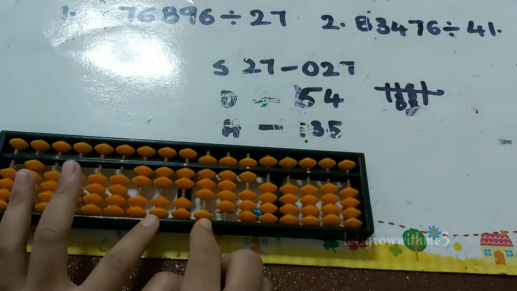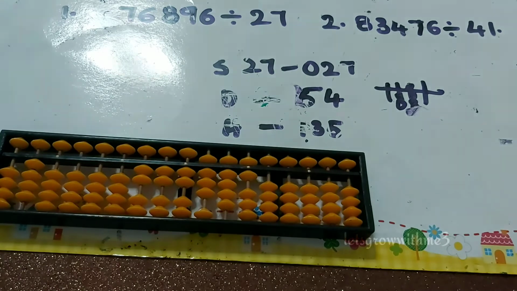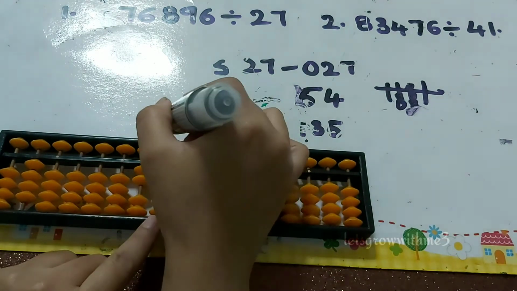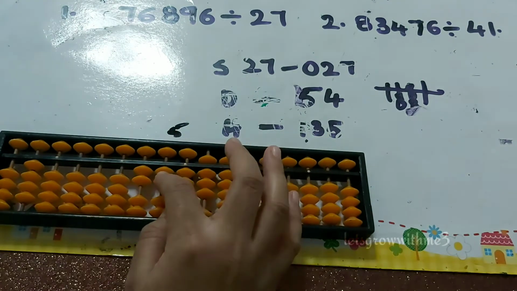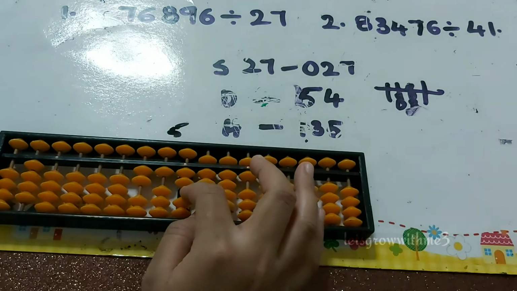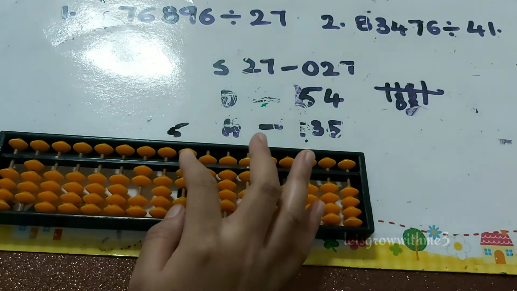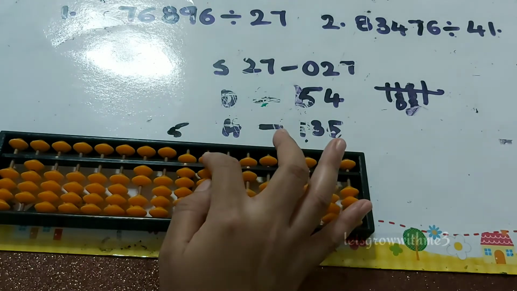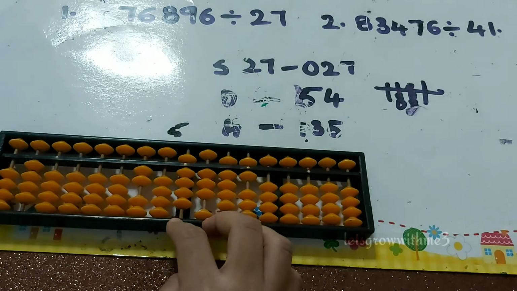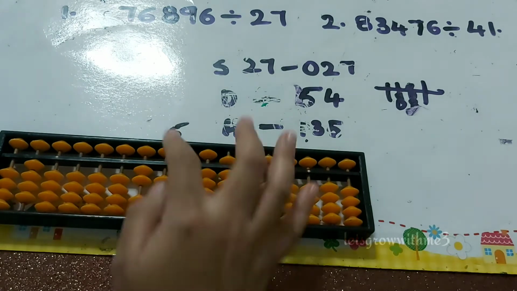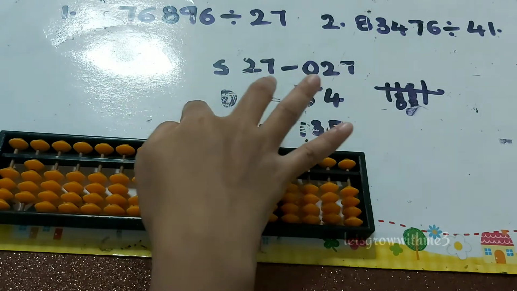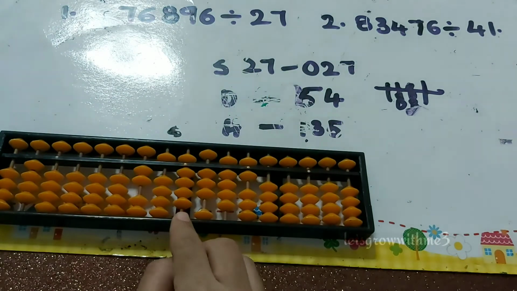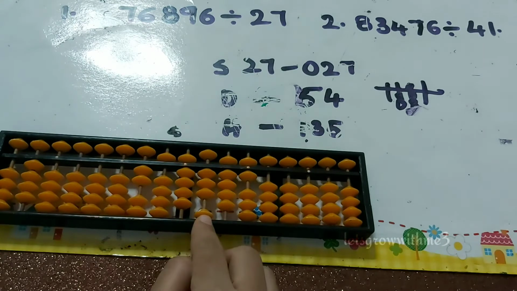How many times? 5 times. So I need to keep 5 over here. Now I need to remove 135: 1, 3. How to remove 3 here? Minus 10 plus 7, then 1, 3, 5 here. Okay, I'll keep 5 first here. Then our remainder is 93.